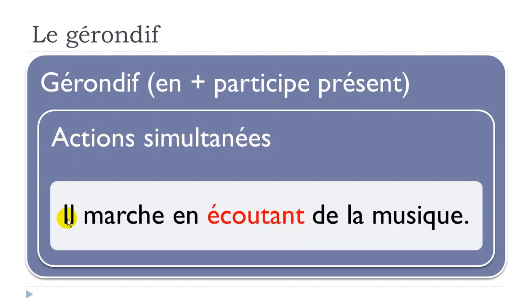All right, so the example is quite simple here. Il marche, okay, en écoutant de la musique. So you can see that in this sentence here, we've got first il marche, so he is walking, marcher is to walk. En écoutant, so here we've got this preposition en, as we saw here. That's the first part of your gérondif. And the second part here is the participe présent, écouter. So the verb écouter is to listen, and this is the participe présent form. De la musique. So in that case, you just want to express that he's walking and at the same time he's listening to music. Okay, so il marche en écoutant de la musique.